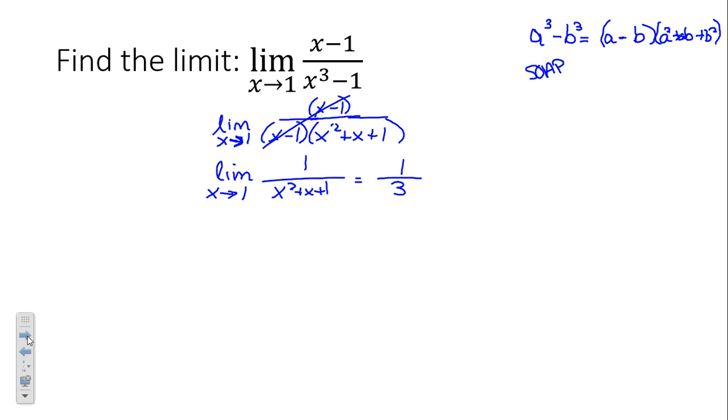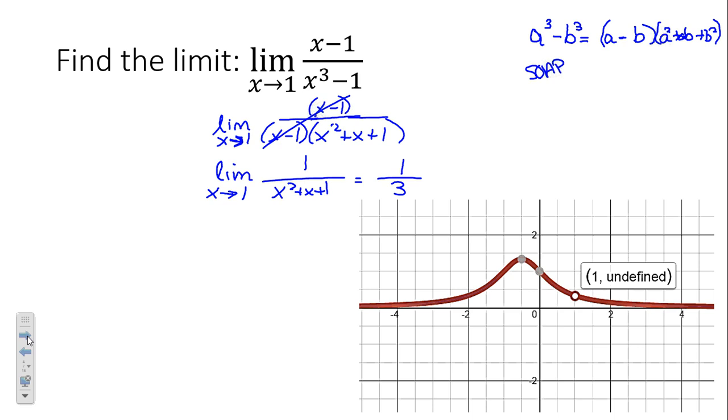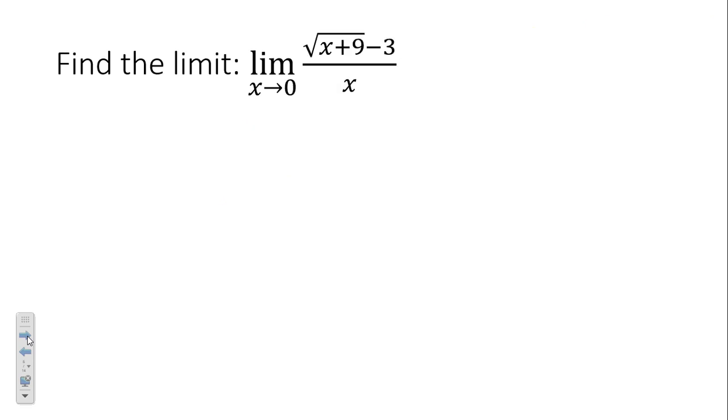All right, next example. So first of all, here's what this one looked like. And we can see that it's undefined when x is 1. But from the left, we peek out and then we approach 1/3. From the right, we're raising and we're increasing to 1/3. So 1/3 is our limit. Okay. All right. So what are we going to do about this?